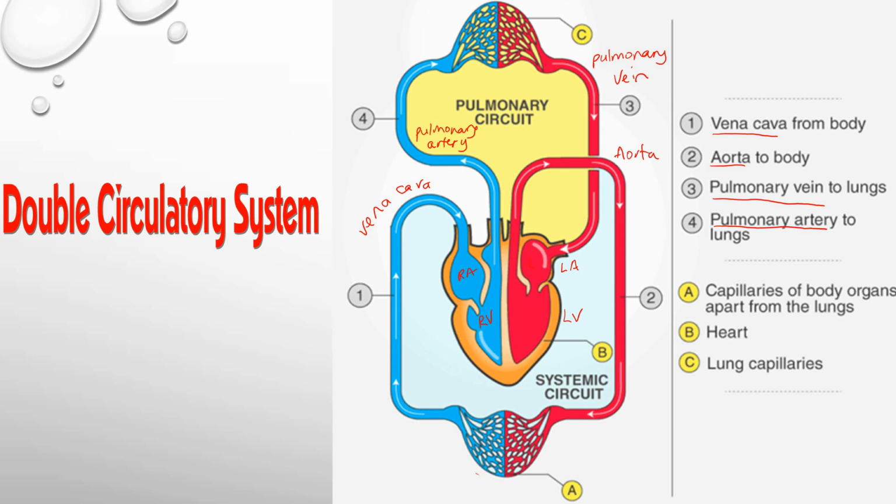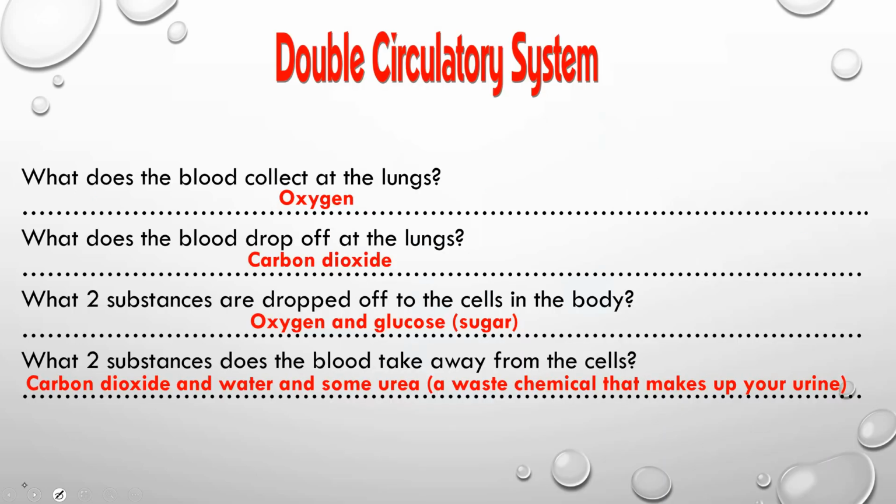Okay. Pause the video and you have a couple of questions to answer at the bottom of page 30. So, what does the blood collect at the lungs? Oxygen. It drops off at the lungs carbon dioxide. It drops off oxygen and glucose or sugar to the cells in the body for respiration. And it takes away carbon dioxide, water and a little bit of waste chemical that makes up your urine called urea.